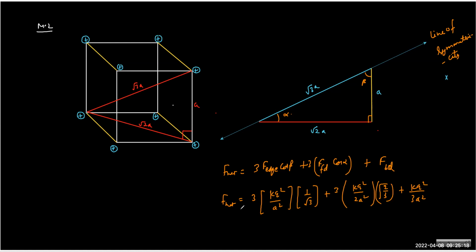So every cube question we can convert into a triangle like this, and we just need to realize what is the angle between the line of symmetricity, which is going to be the body diagonal, with the edge and the face diagonal. That's it.